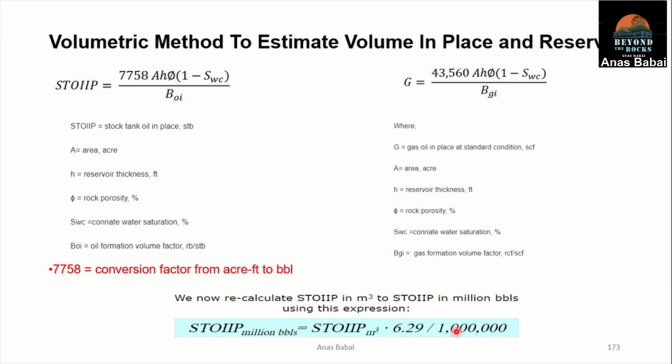Now these are the equations for the volumetric calculation, this one for oil and this one for gas. As you can see, both equations are almost similar, there are only two differences between them. The first one is this constant, which is basically to convert these values from area into barrels.